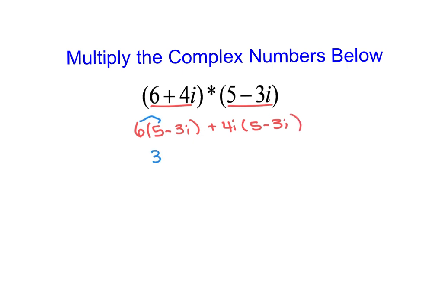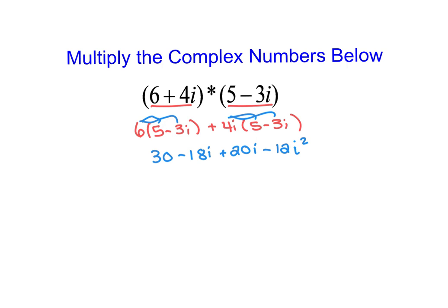But 6 times 5 is 30. 6 times negative 3i is negative 18i. 4i times 5 is 20i. And then 4i times a negative 3i is a negative 12i squared. So now we can combine together our like terms.